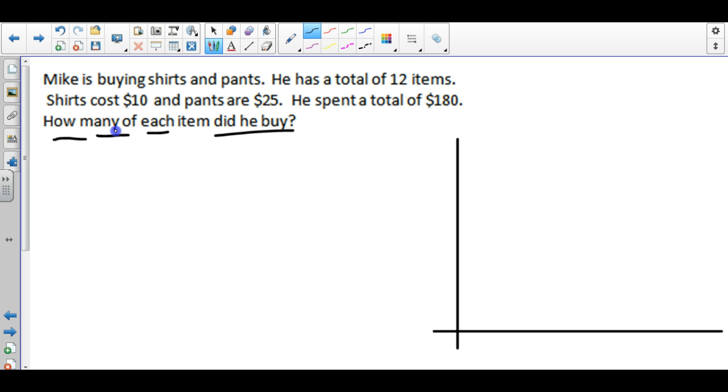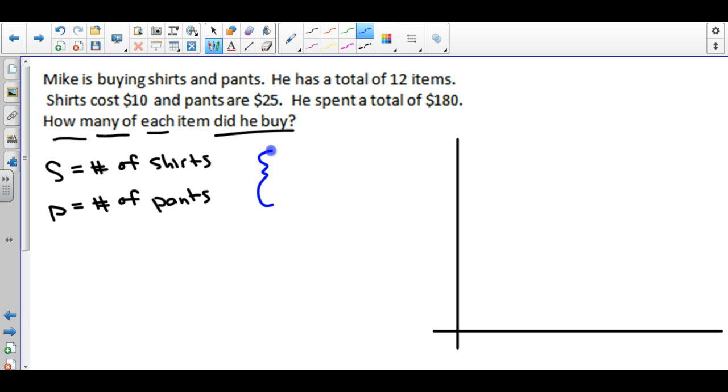I always bring us back to this bottom sentence because it helps us define our variables. We want to know how many of each item between shirts and pants. So our variables are not S equals shirts and P equals pants, because that could mean price, and we're not talking about the price here. We're talking about how many of each. So S is going to represent the number of shirts that he bought, and P is going to represent not the price, but the number of pairs of pants that he bought. So I want to write two equations, so one system.